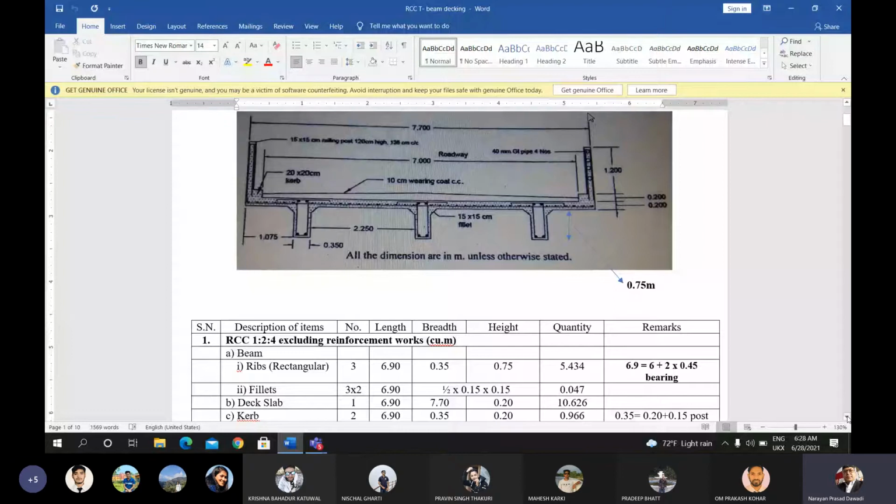You can see here, and the total volume of the RCC work for the curve would be 0.966 cubic meter.